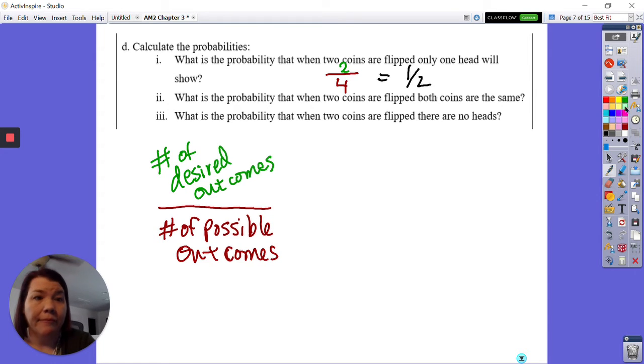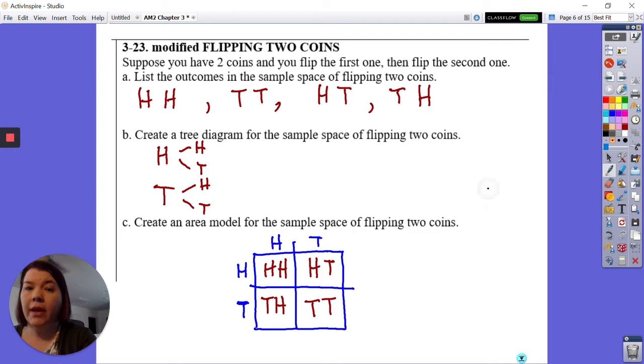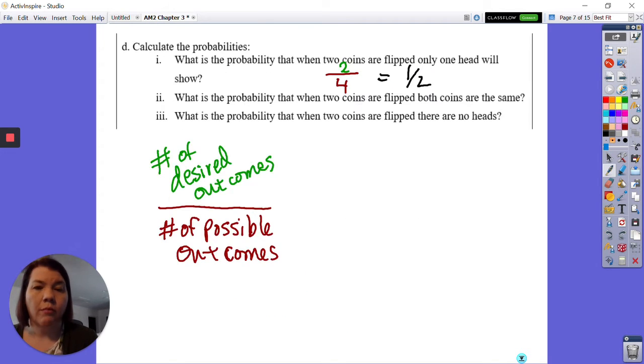So that was one. What are the chances that when two coins are flipped, both coins are the same? So that would be heads, heads and tails, tails. Both coins are the same. So my number of possible outcomes is still 4. My number of desired outcomes is 2. And so this one is also 1/2.